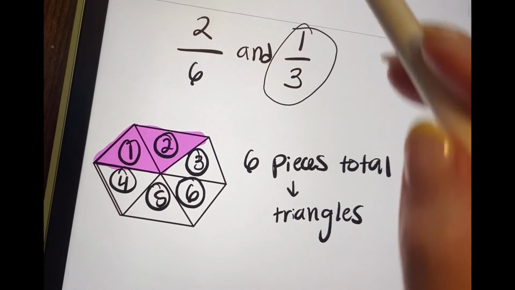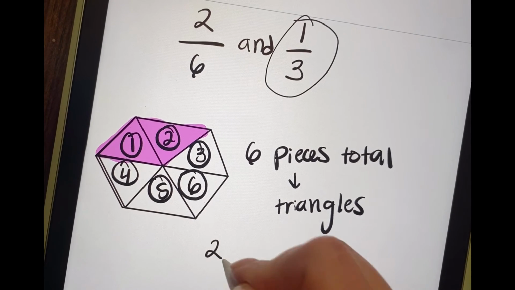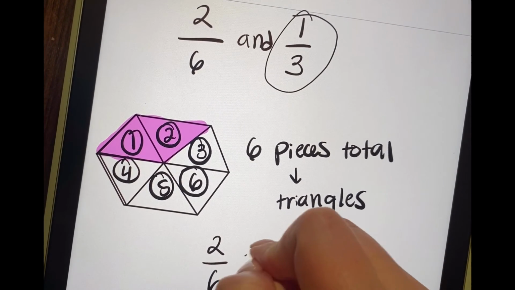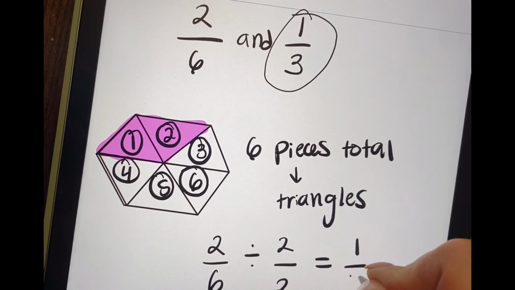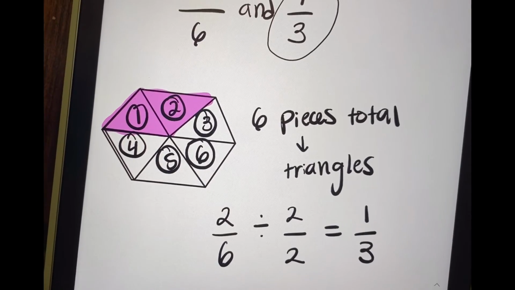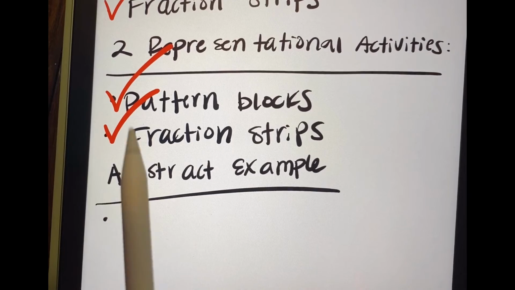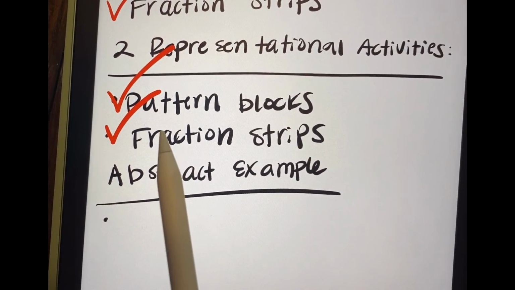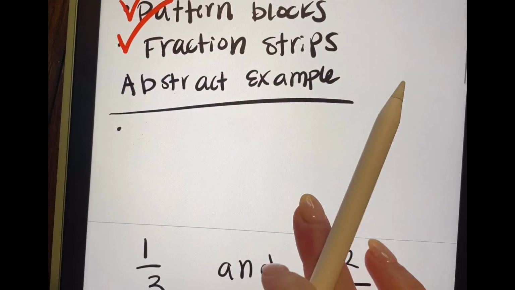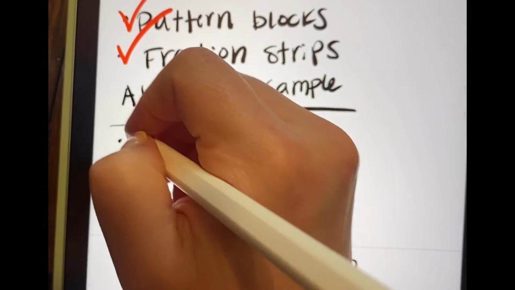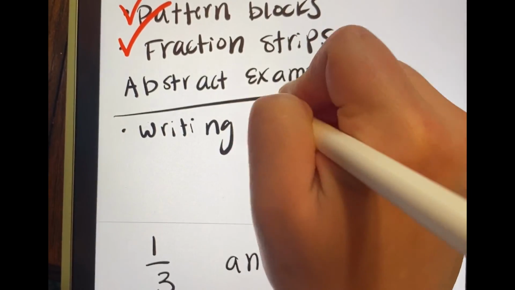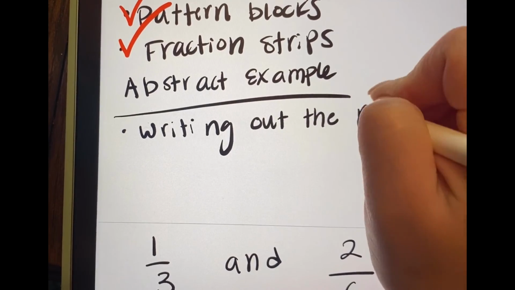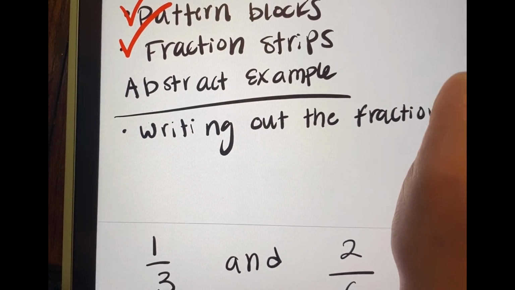And since you cannot determine based off of just this visual right here that 2/6 is equal to 1/3, I'm shown here doing some division to convey that 2/6 is equal to 1/3. All right, everyone, we were able to do both of our representational activities of pattern blocks and fraction strips. And now for our abstract example, we're just basically going to be writing out our fractions, and we're planning on using division to help solve them.